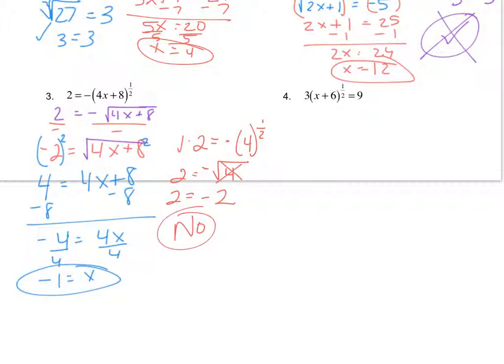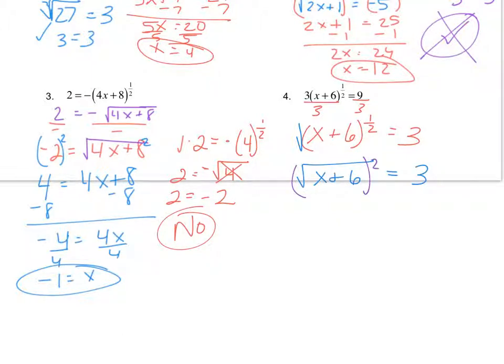Okay, next one. I am actually going to start this one and divide both sides by 3 to get my numbers to be smaller. So I have x plus 6 to the 1/2 power equals 3. I'm going to change this into a square root problem, so the square root of x plus 6 equals 3. I square both sides. So x plus 6 equals 9, minus 6, and x equals 3.